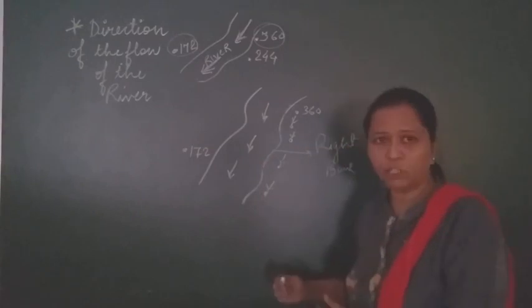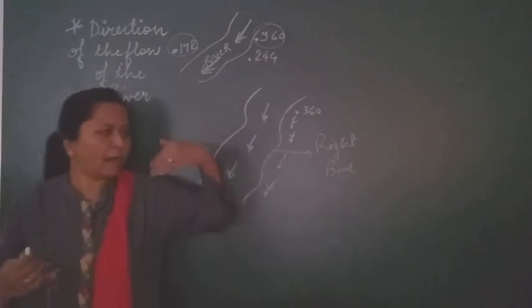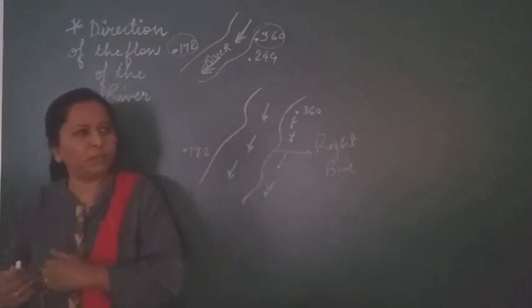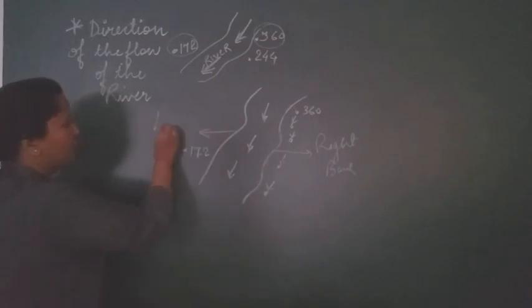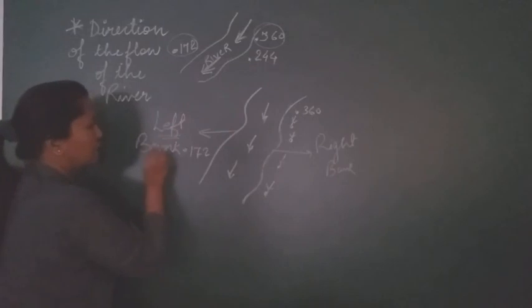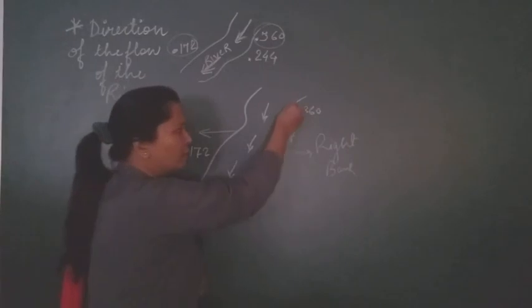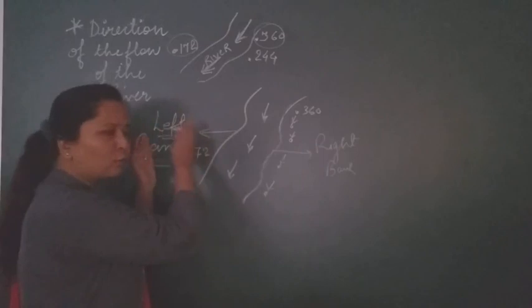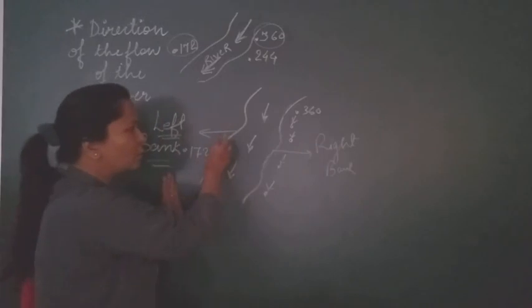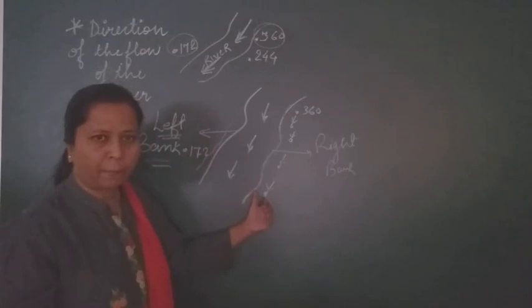If I imagine myself standing to the other side of the river, and I am moving along the flow of the river, so my left hand will be the left bank. Is that clear? So you have to consider yourself as moving with the flow of the river. So your right hand will be the right bank, and if you are moving along the flow of the river on this side, your left hand will be your left bank.